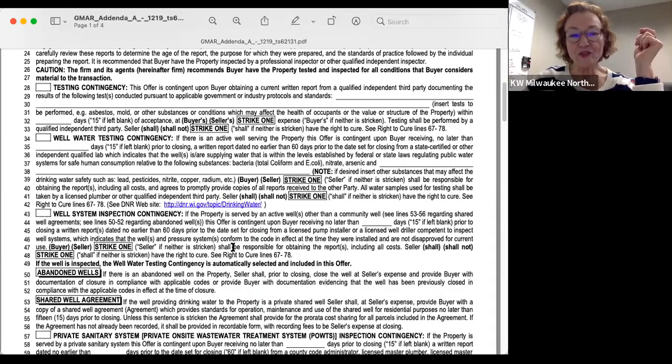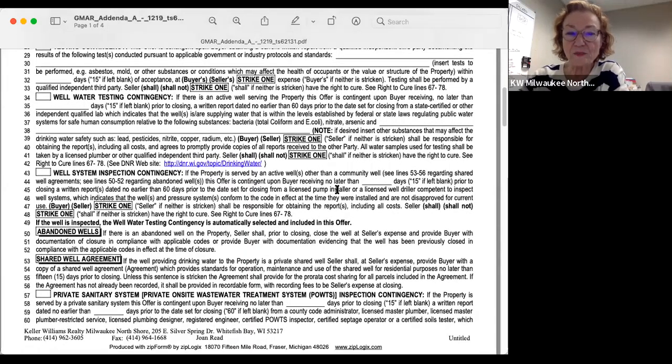It indicates that the well and the pressure system conform to the code in effect at the time they were installed and are not disapproved for current use. So again, a plumber will do this inspection, a licensed pump installer or a licensed well driller, and they will test the pump system, test the pressure, and make sure that they conform to the standards. And you want to give the seller basic responsibility for getting this report, including all costs, and then it's your choice whether to give the seller the right to cure or not.